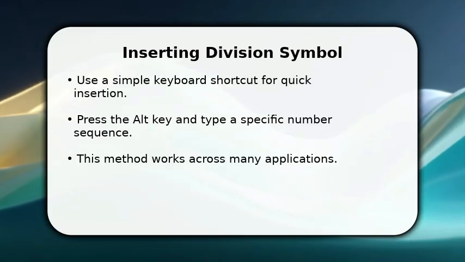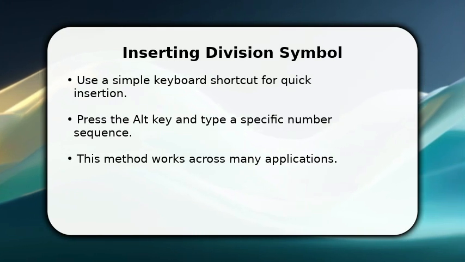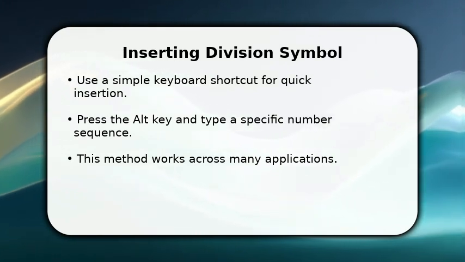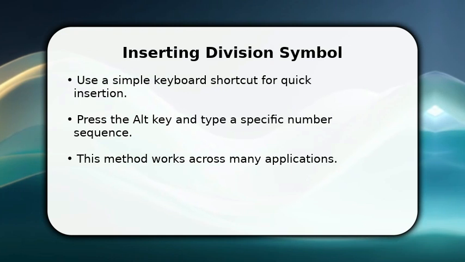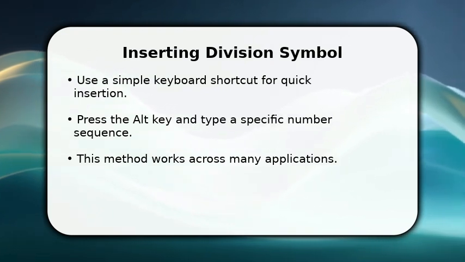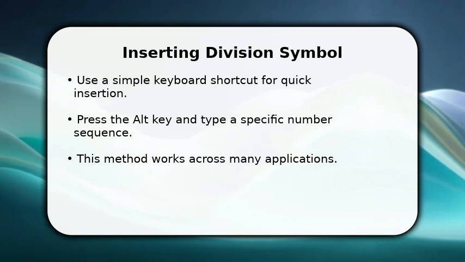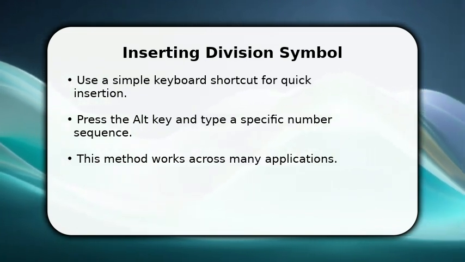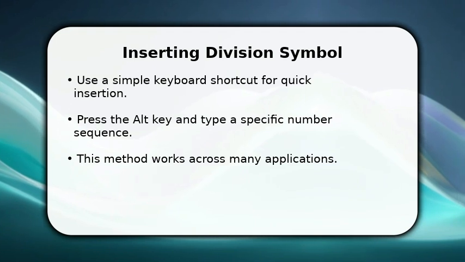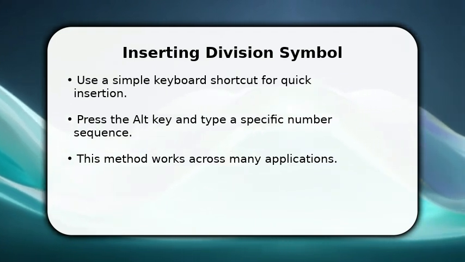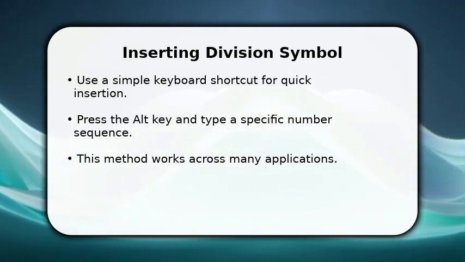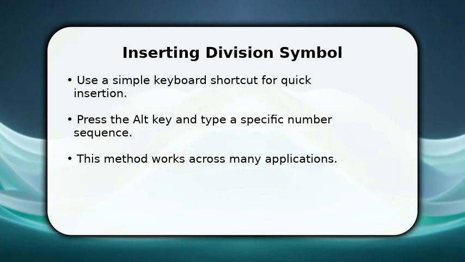In this video, I will explain how to insert the division symbol in Microsoft Word. The quickest way to add this symbol is by using a keyboard shortcut. Simply hold down the Alt key on your keyboard and type the numbers 0, 2, 4, 7 on your numeric keypad. Once you release the Alt key, the division symbol will instantly appear in your document. This is a very efficient method for frequent use.